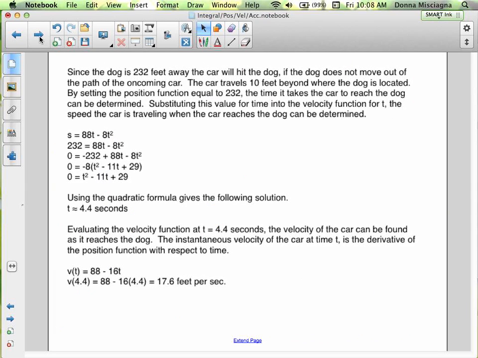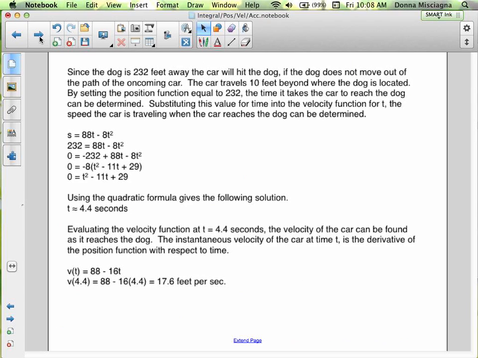And I have it all solved out. Since the dog is 232 feet away, the car will hit the dog if the dog does not move out of the path of the oncoming car. But dogs are really smart, and I think this dog is going to jump out of the way and be just fine. So don't worry. Dogs are smart. So the car travels 10 feet beyond where the dog is located.